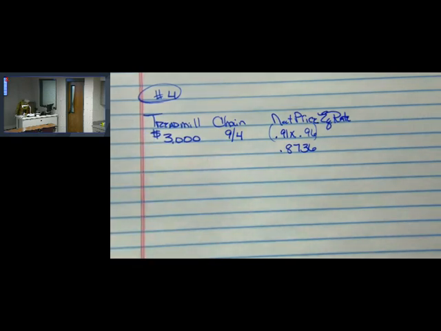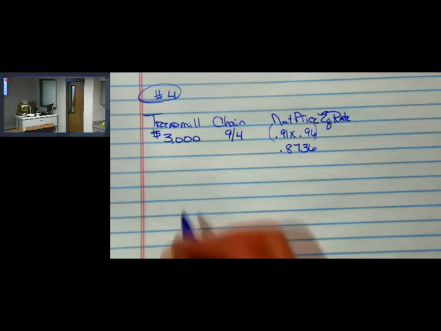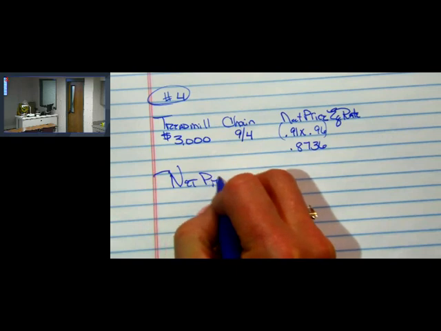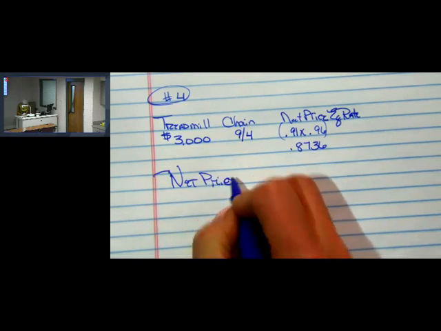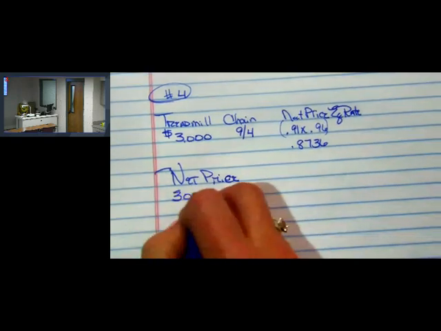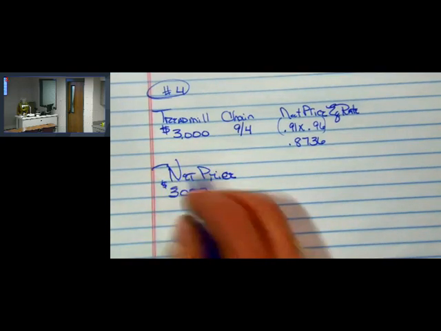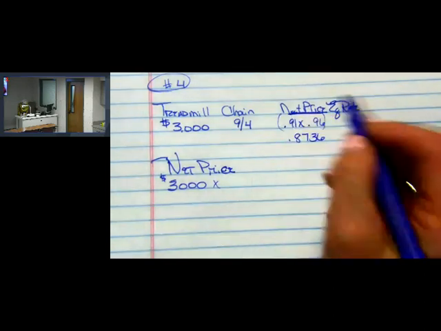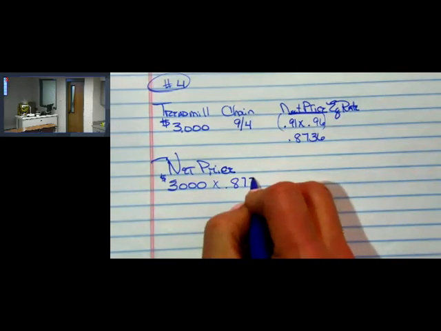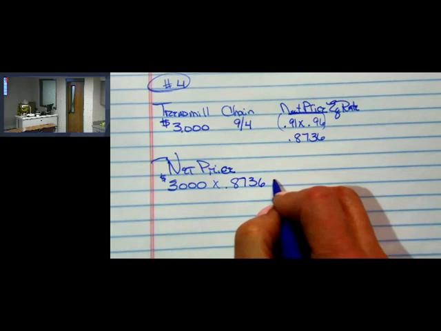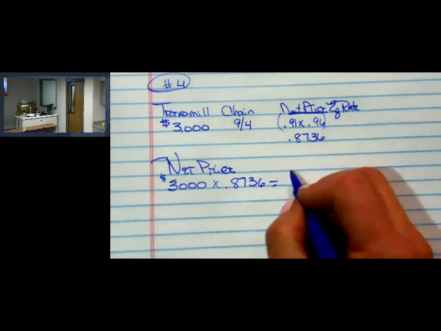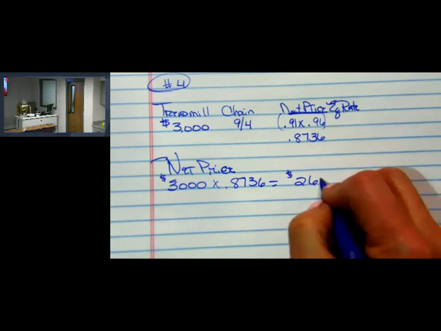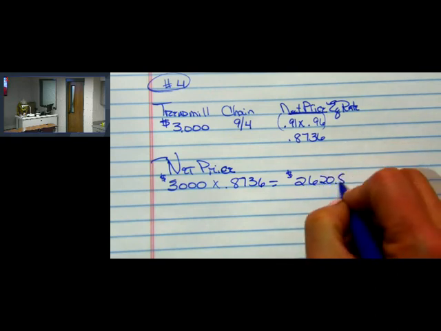So again, my list price, I'm going to solve for net. So my net price is going to be this. Get my pen working here. 3,000 is my list, times this net price equivalent rate. Remember, it gives you net price here. 0.8736. It looks like my treadmill, I'm going to be able to buy it for $2,620.80.